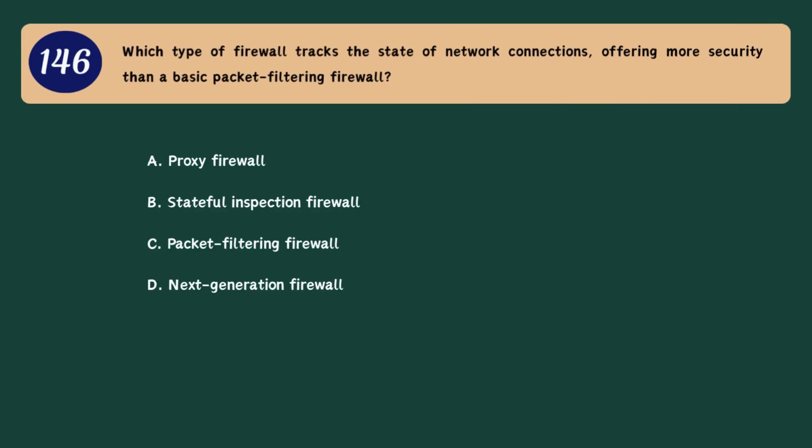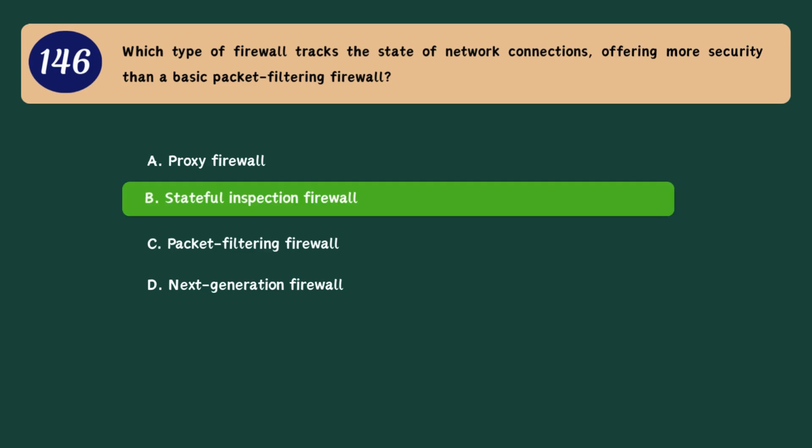Question 146. Which type of firewall tracks the state of network connections, offering more security than a basic packet filtering firewall? A. Proxy firewall. B. Stateful inspection firewall. C. Packet filtering firewall. D. Next generation firewall. Correct answer. B. Stateful inspection firewall.